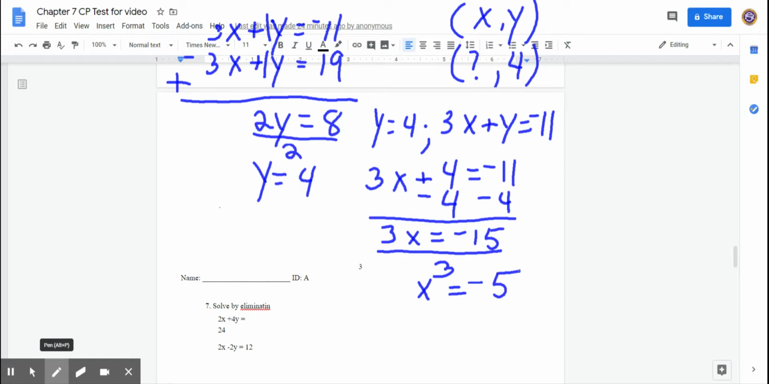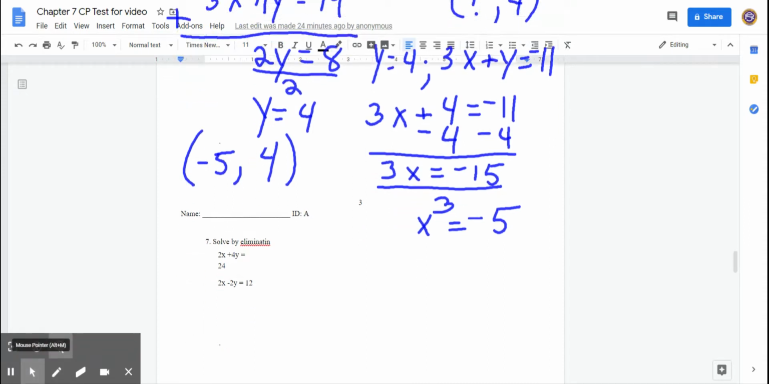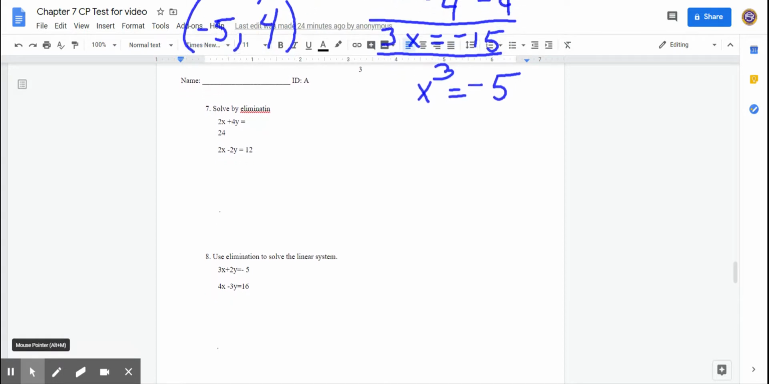So what's my ordered pair? Where do these two lines intersect? X is negative 5, and y is 4. Number 7. Number 7, 24 should be up here, but anyways, we'll just go 2x plus 4y equals 24, and 2x minus 2y equals 12.